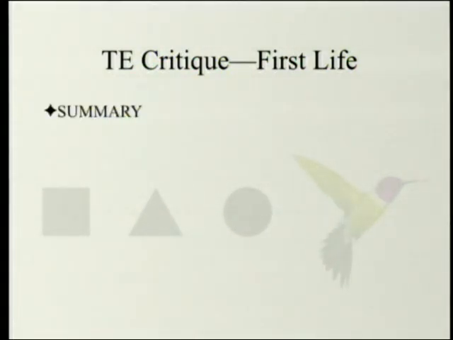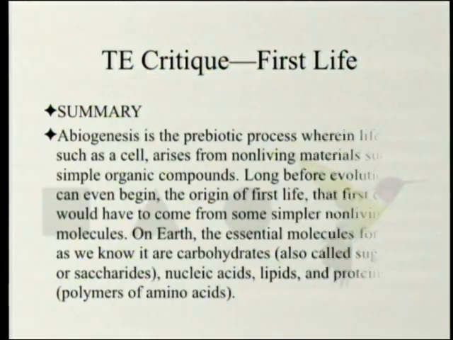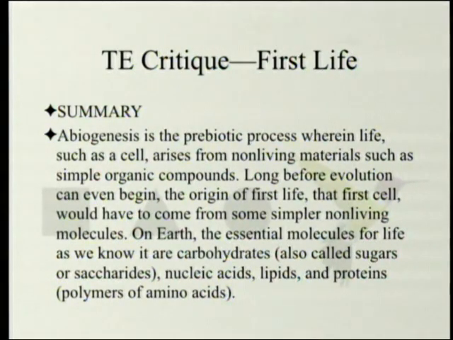The summary of the chapter, you could think of it as an abstract if you wanted, is: abiogenesis is the prebiotic process wherein life such as a cell arises from non-living materials such as simple organic compounds. Long before evolution can even begin, the origin of the first life, that first cell, would have to come from some simpler non-living molecules. On Earth, the essential molecules for life as we know it are carbohydrates, also called sugars or saccharides, nucleic acids, lipids, and proteins, which are polymers of amino acids.